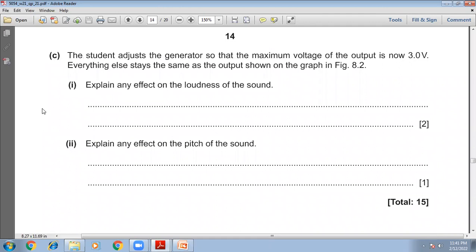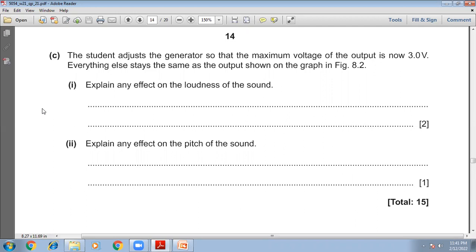The student adjusts the generator so that the maximum voltage of the output is now 3 volt. Everything else stays the same as the output shown on the graph, figure 8.2. Explain any effect on the loudness of the sound. You see, previously we read from the figure that the voltage was 3.6 volt. Now they have reduced the voltage to 3 volts.